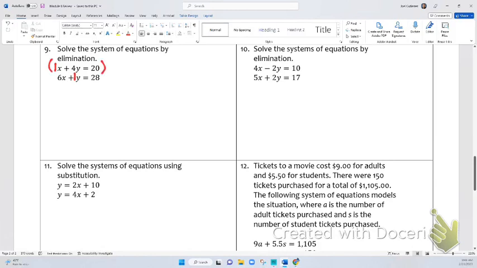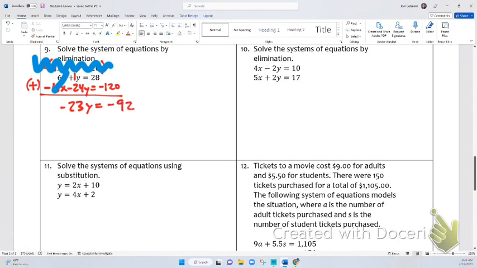The opposite of a 6x would be a negative 6x, so I'm going to multiply this whole thing by a negative 6. I'll put my new equation underneath. This becomes a negative 6x, a negative 24y, and a negative 120. I can technically just scratch this one out so you don't get confused. You're simply going to add straight down because we are using elimination. 6x plus negative 6x, those go away. 1y plus negative 24y gives you a negative 23y. And then 28 take away 120 gives you a negative 92.